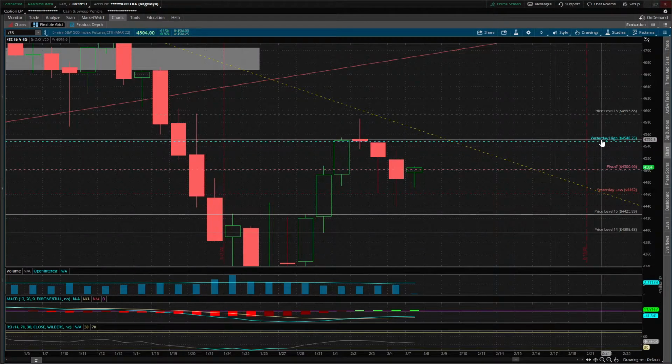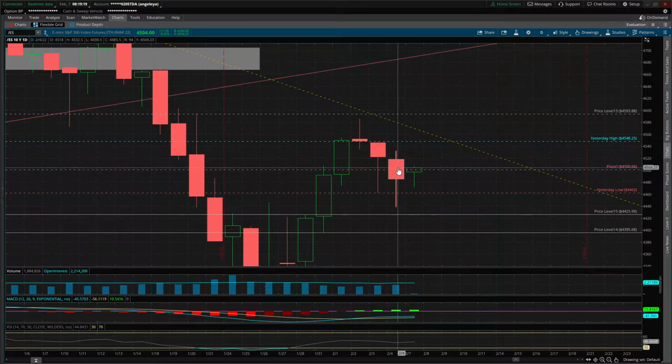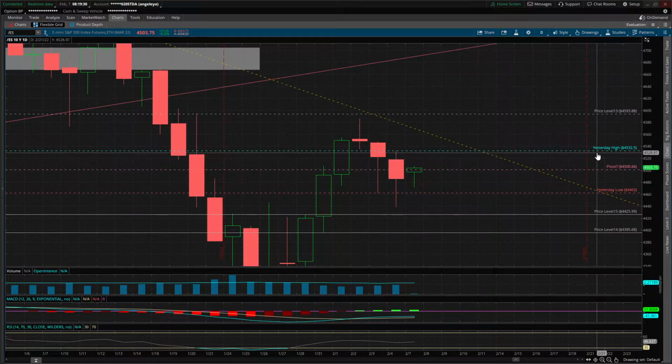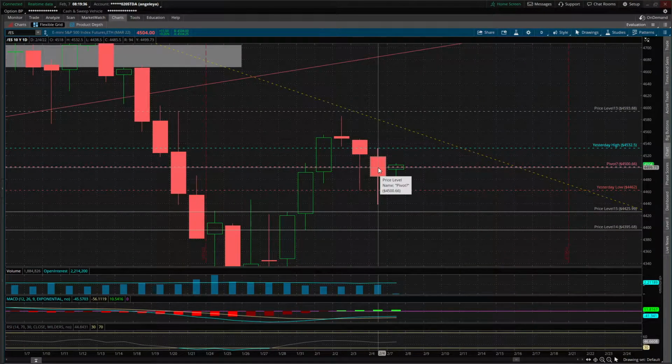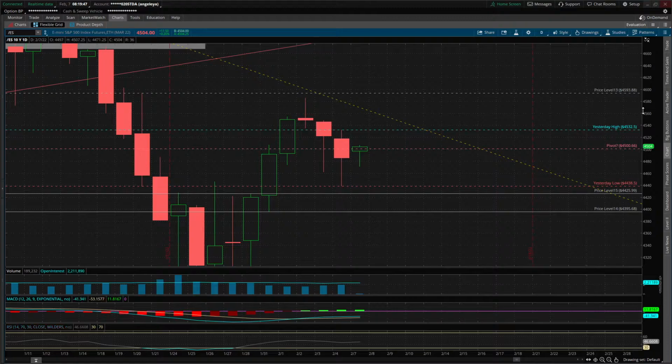So yesterday's high would be this red one. The high for this one, 453250. So we'll go ahead and put 453250 for this one. And there you go, now we have yesterday's high on here. Yesterday's low, the low of this red candle, 443850. And now we have the low.